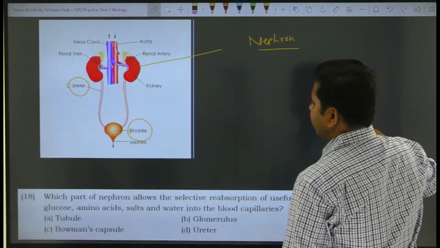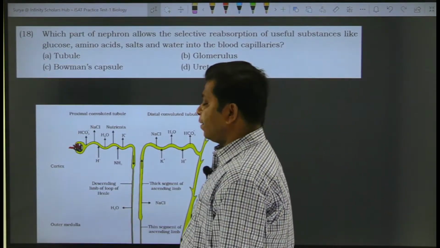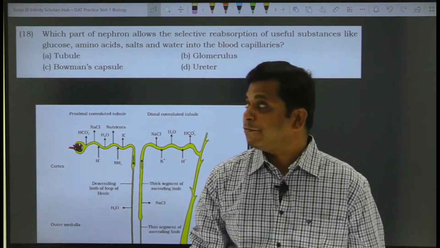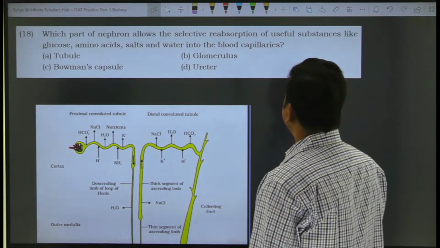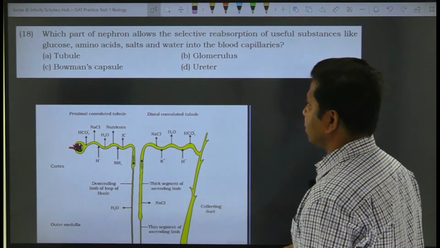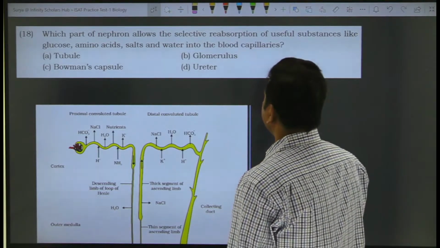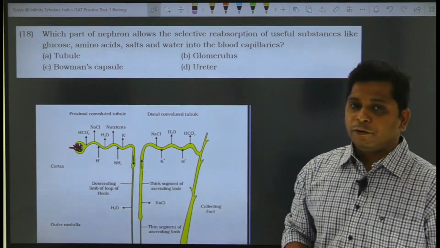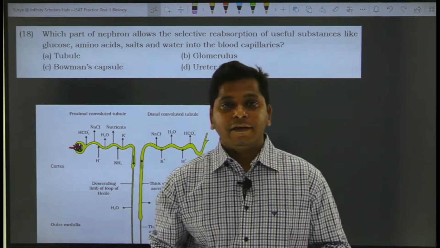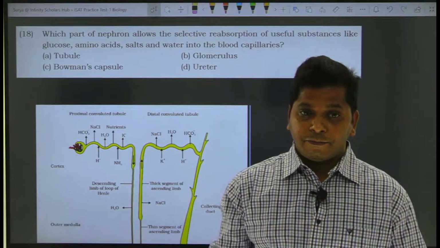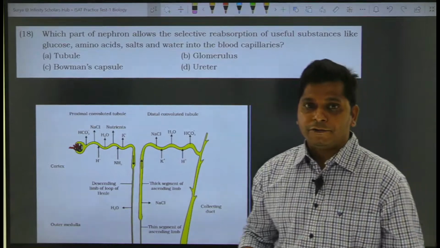So, let us look at the next question. Which part of nephron, we just discussed about nephron, allows the selective reabsorption of useful substances like glucose, amino acid, salt and water into the blood capillaries. As I told you already, each of our kidneys contains about 1 million nephrons, and they carry out the process of filtration, ultrafiltration.